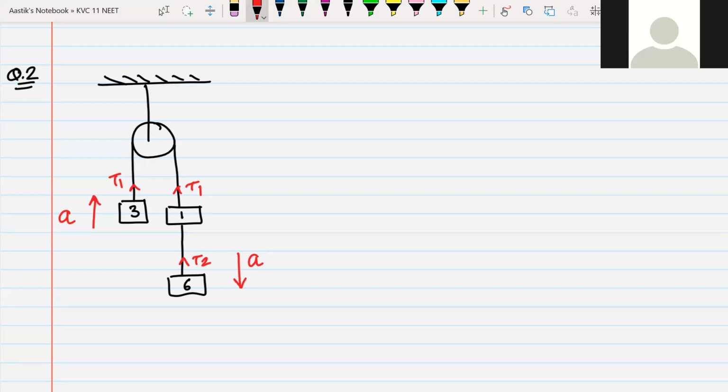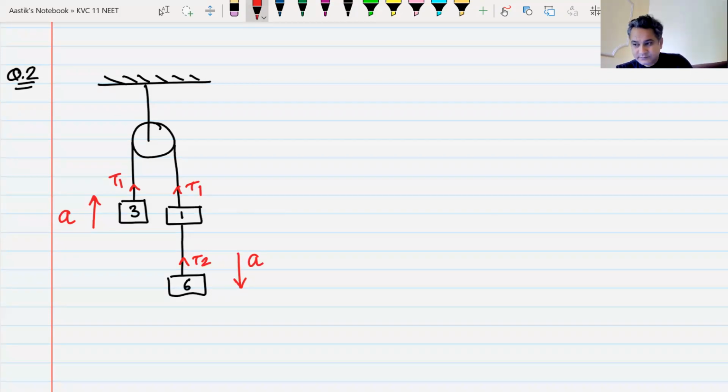Acceleration is equal to 4 meter per second square. Well done. How did you get it? A is equal to M2 plus M3 minus M1 by M1 plus M2 plus M3. So basically you can straight away get the acceleration, bacha.